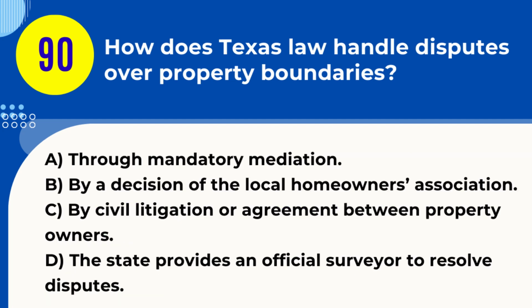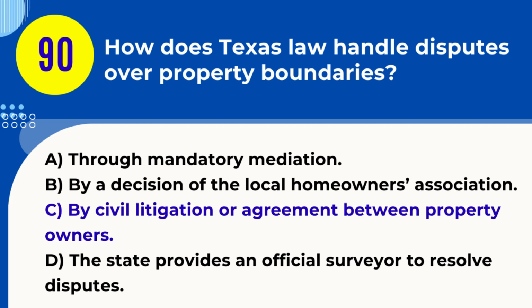Question 90. How does Texas law handle disputes over property boundaries? A. Through mandatory mediation. B. By a decision of the local homeowners association. C. By civil litigation or agreement between property owners. D. The state provides an official surveyor to resolve disputes.